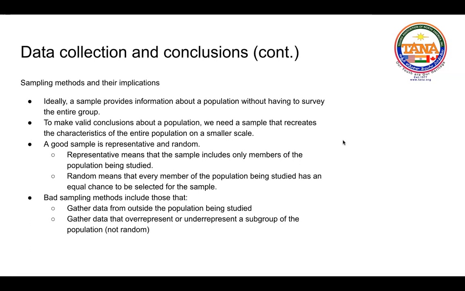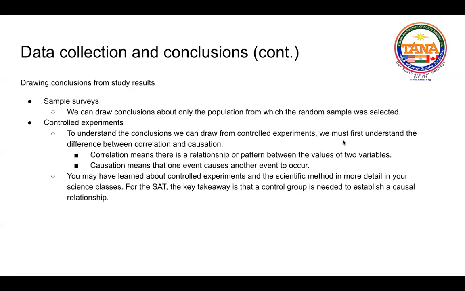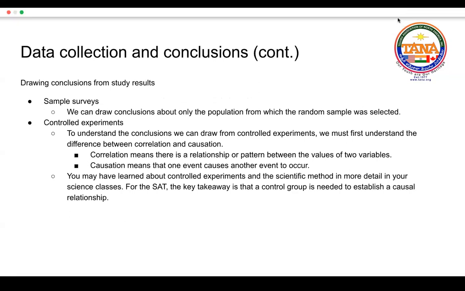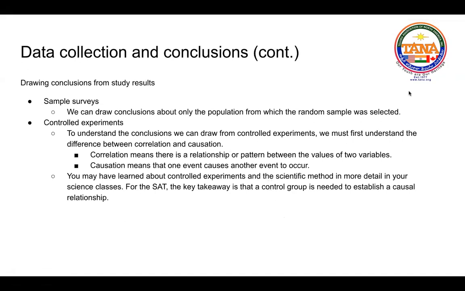Bad sampling methods include those that gather data from outside the population being studied, gather data that overrepresents or underrepresents a subgroup of the population, are not random, and draw conclusions beyond the study results. So for sample surveys, we can draw conclusions about only the population from which the random sample is selected. And then controlled experiments.